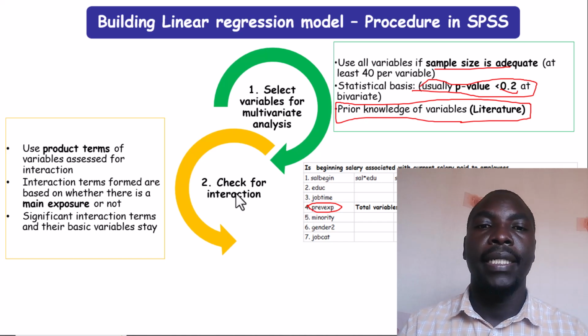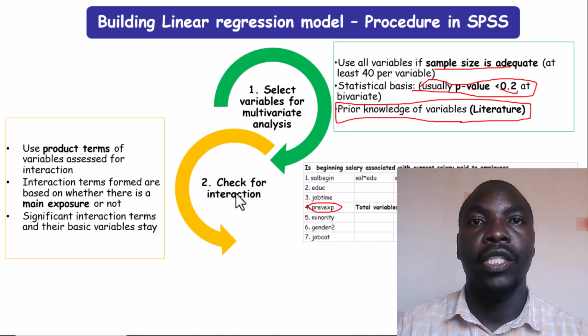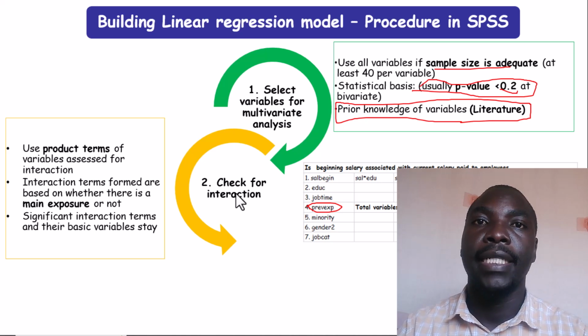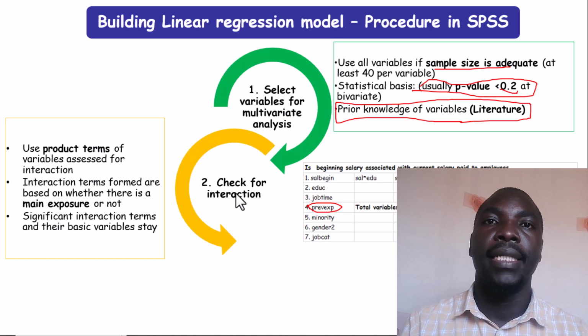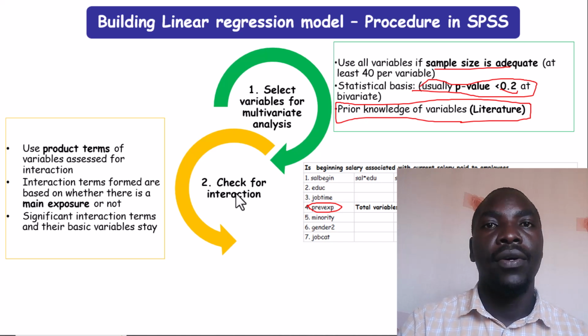So next we look at how do we check for interaction, how do we form these product terms, and when do we conclude that there is interaction or there is no interaction.